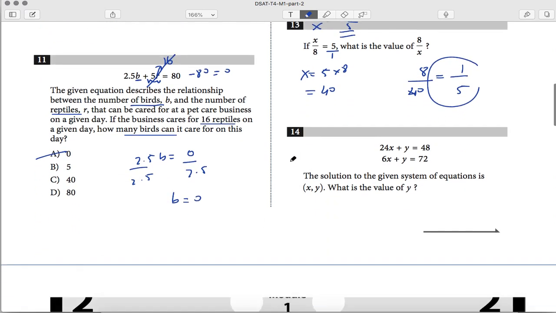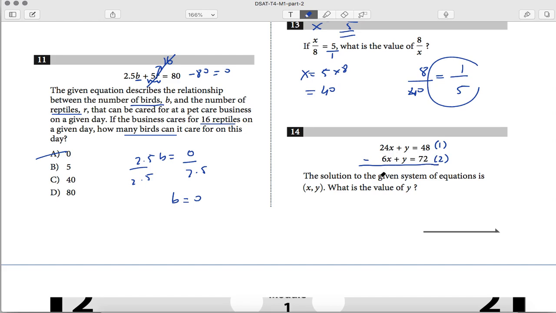Number 14. So we have two linear equations in this system of linear equations. And then they basically ask us the y value of the solution to this system. Okay, I'm going to move by actually eliminating y here. Although we're trying to find y, no? So, let's say this is equation 1, this is equation 2. I'm going to subtract equation 2 from 1. Okay, so what do we get?